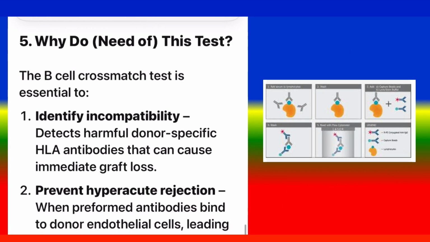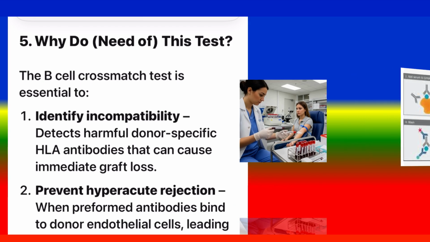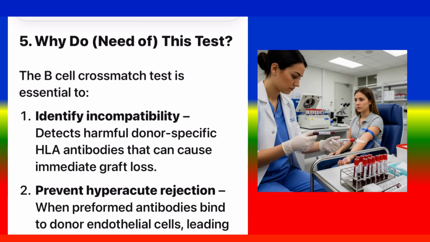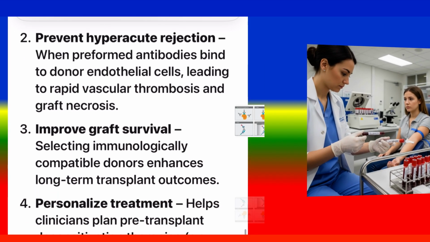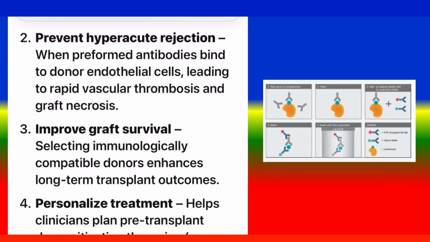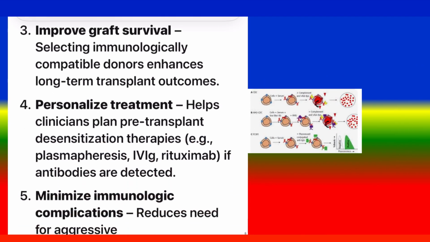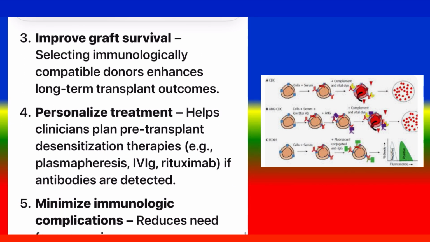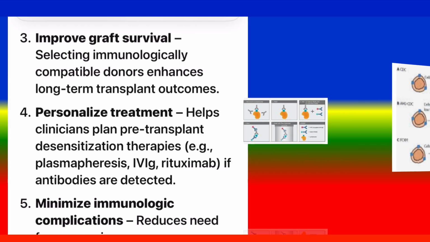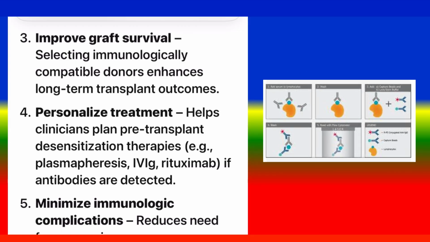Number 5. Why do we need this test? The B-cell crossmatch test is essential to: 1. Identify incompatibility. It detects harmful donor-specific HLA antibodies that can cause immediate graft loss. 2. Prevent hyperacute rejection, when preformed antibodies bind to donor endothelial cells, leading to rapid vascular thrombosis and graft necrosis. 3. Improve graft survival. Selecting immunologically compatible donors enhances long-term transplant outcomes.